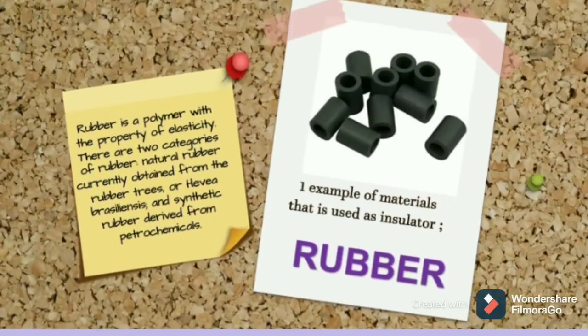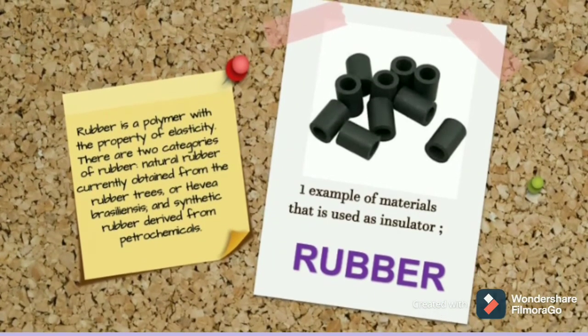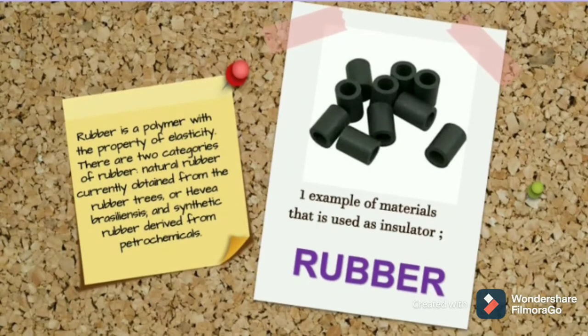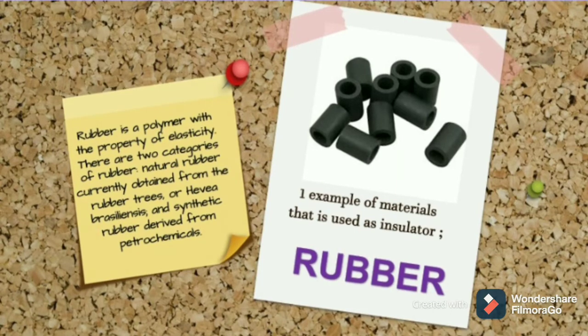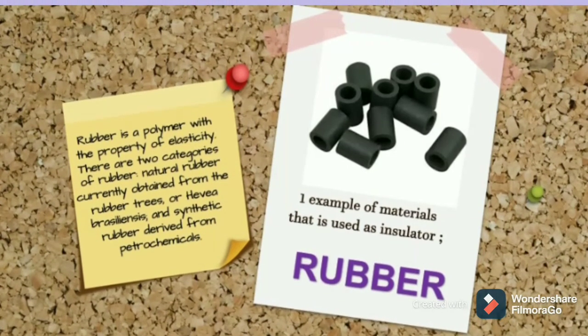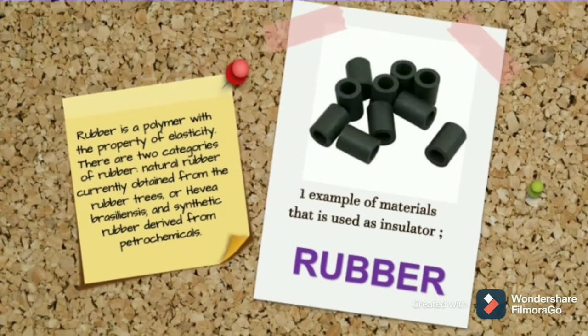So next, we're going to talk about one example of a material that is used as an insulator. So I chose rubber. What is rubber? Okay, let me tell you. Rubber is a polymer with the property of elasticity. There are two categories of rubber. The first one is natural rubber, currently obtained from the rubber tree, Hevea brasiliensis. And second is synthetic rubber, derived from petrochemicals.